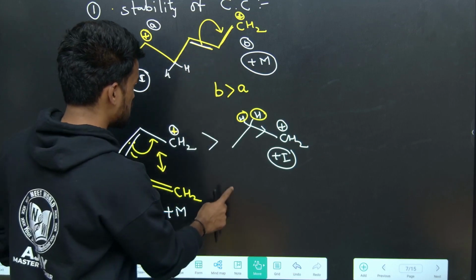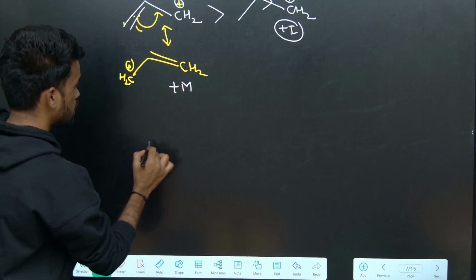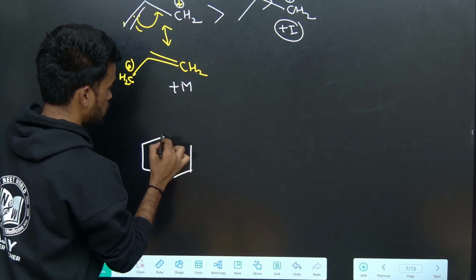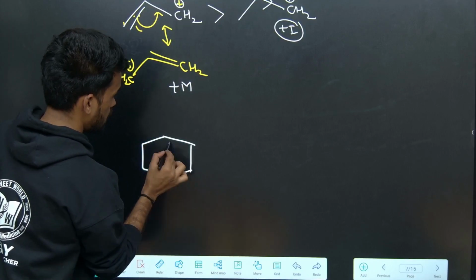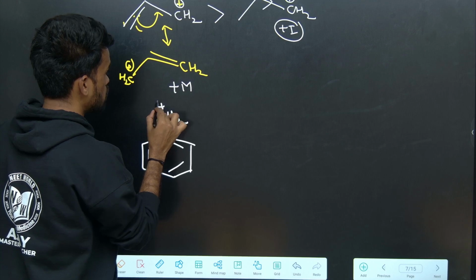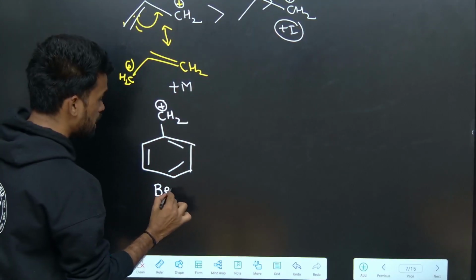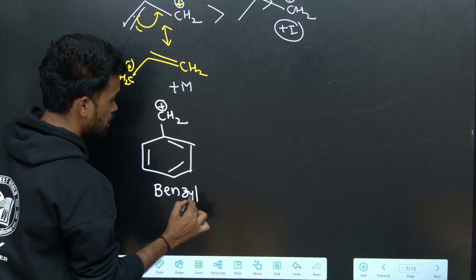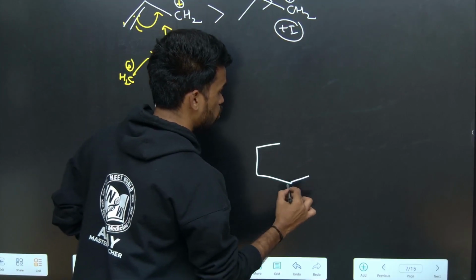Okay, so let us discuss a few more examples now. So what is this? This is a benzene ring. Let us write it like this first for understanding purposes. So here I am writing a positive charge. This carbocation you should call a benzyl carbocation. Benzyl carbocation.